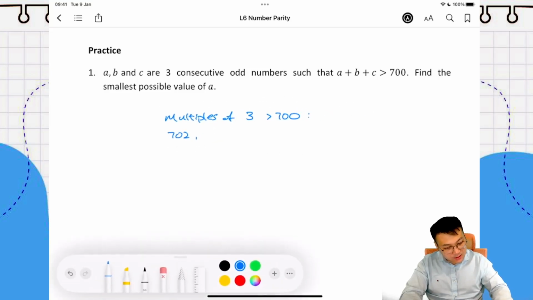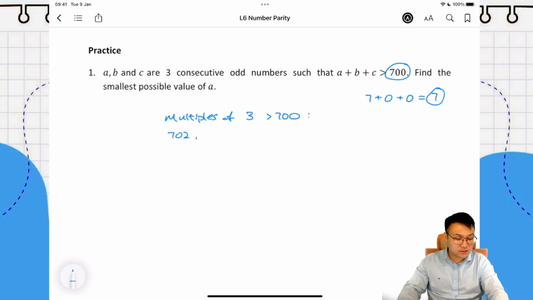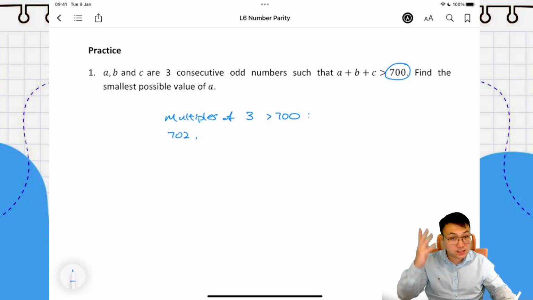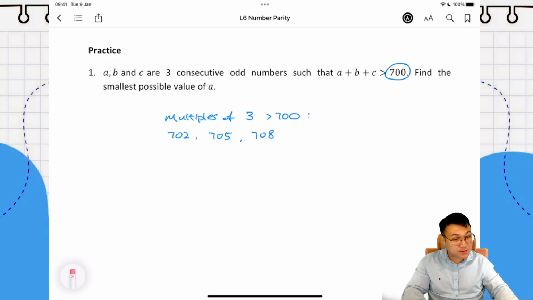So students, let's first find the multiples of 3 that are greater than 700. How do you know that something is divisible by 3? You find the sum of digits. Okay, look at the number 700. 700 is not divisible by 3. You take the digits and add them together, you get 7. This is not divisible by 3. However, if you try 702, you get 9, and this is divisible by 3. So you know that 702 is divisible by 3. What else is divisible by 3? Just keep on adding 3. All these numbers are divisible by 3.